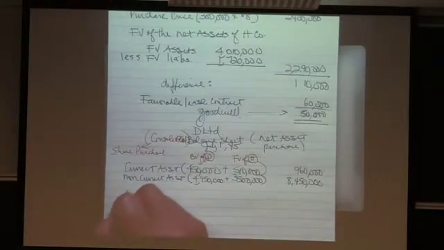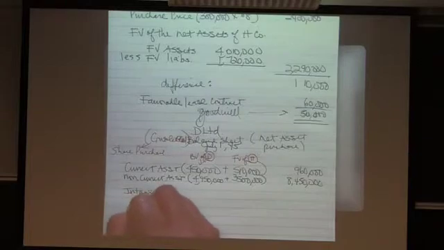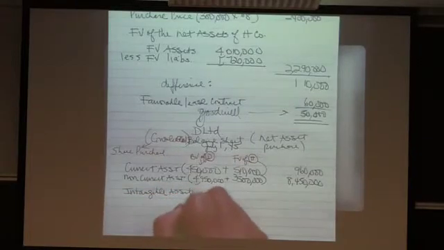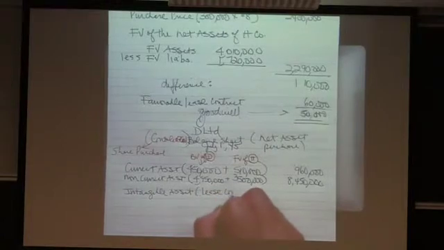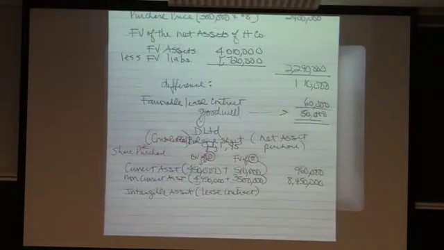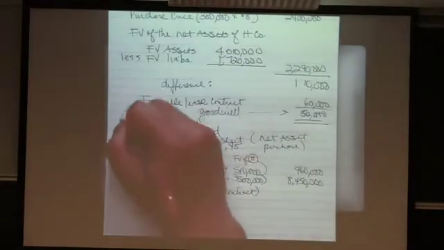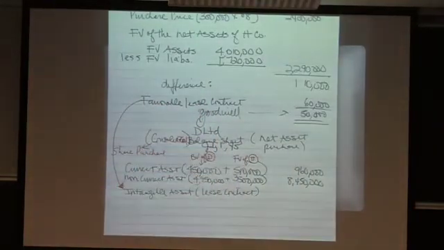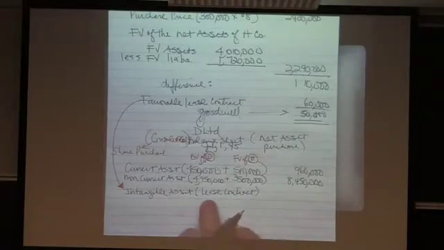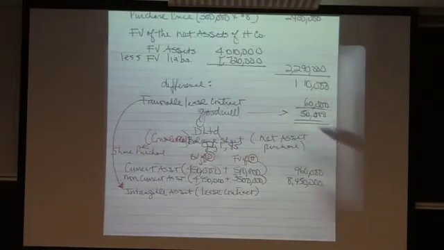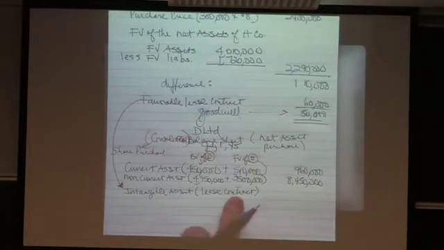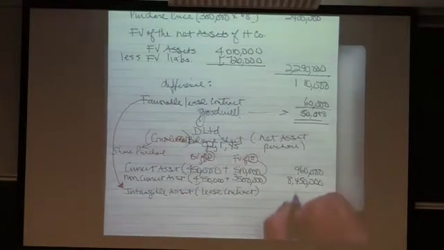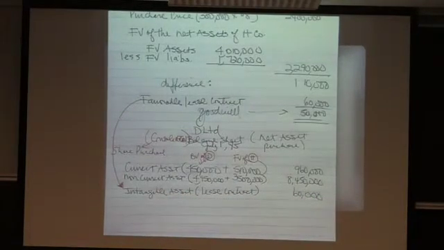Then we're going to record the intangible asset. This is the lease contract. And you're going to amortize this asset over the remaining useful life. So as D operates as a combined entity, a merged entity between D and H, they're going to amortize this over the remaining useful life of the lease.